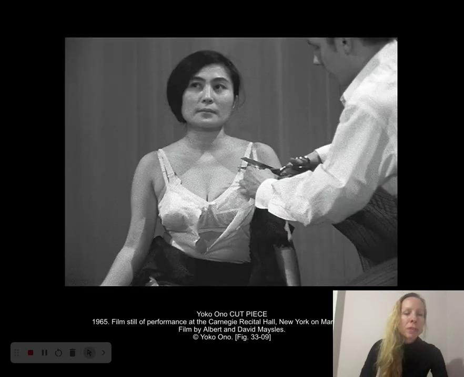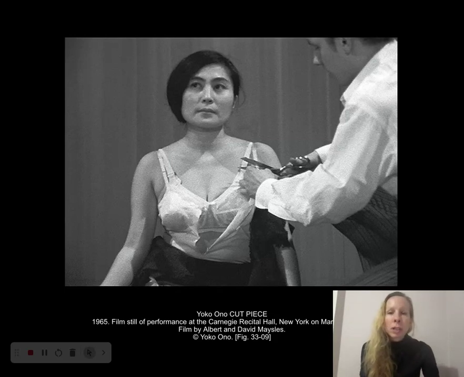All right, so this is a very vulnerable piece by Yoko Ono. She did a lot of spontaneous art pieces, and this is one where she invited audience members to come up and cut pieces of her clothing. So it's very much about vulnerability and trust.